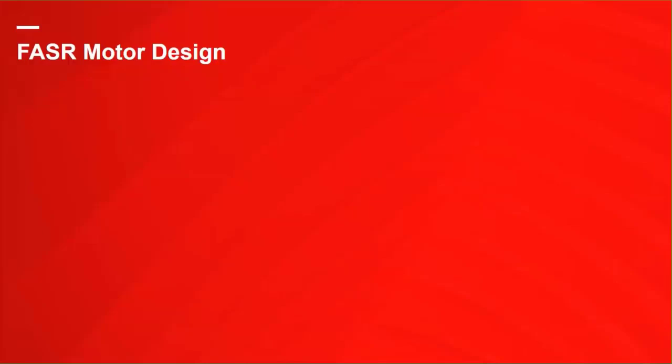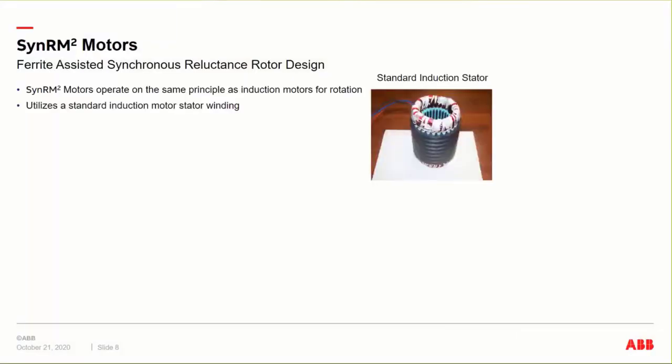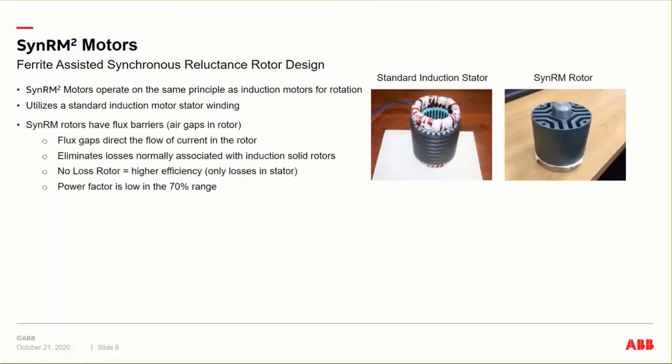So how are we doing that? And how is this a little bit different than a traditional SynRM or even a true permanent magnet motor? First off, it's based on a standard induction motor, so it operates on the same principles as an induction motor for rotation. It has a standard induction stator winding, so nothing is different there. And then we add in the synchronous reluctance motor, which is the SynRM rotor, which you're familiar with.